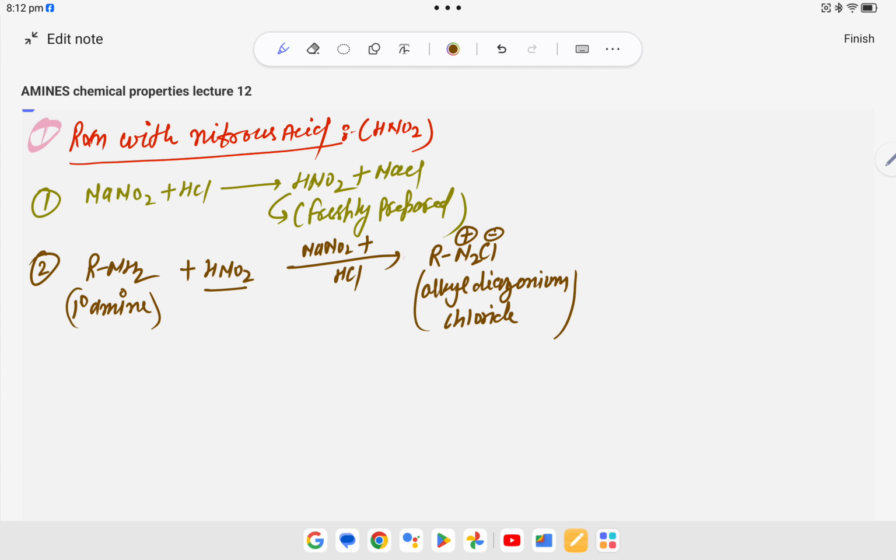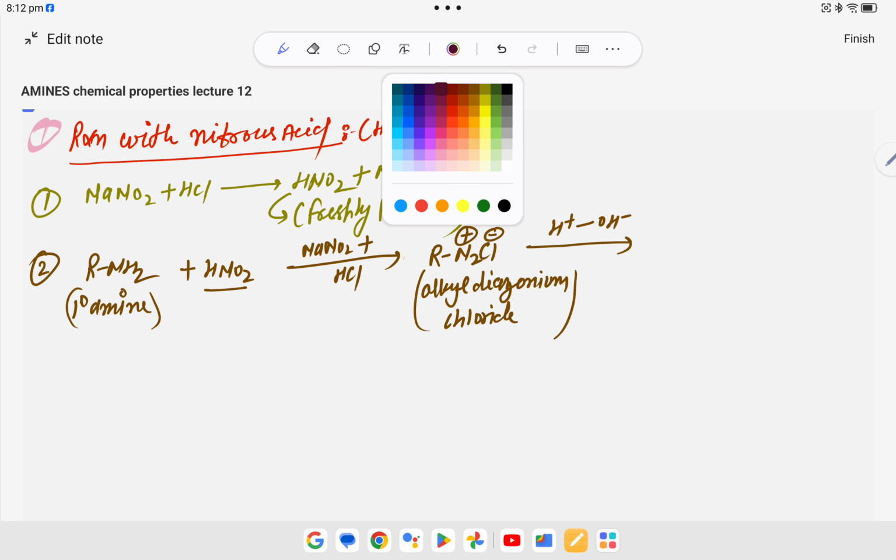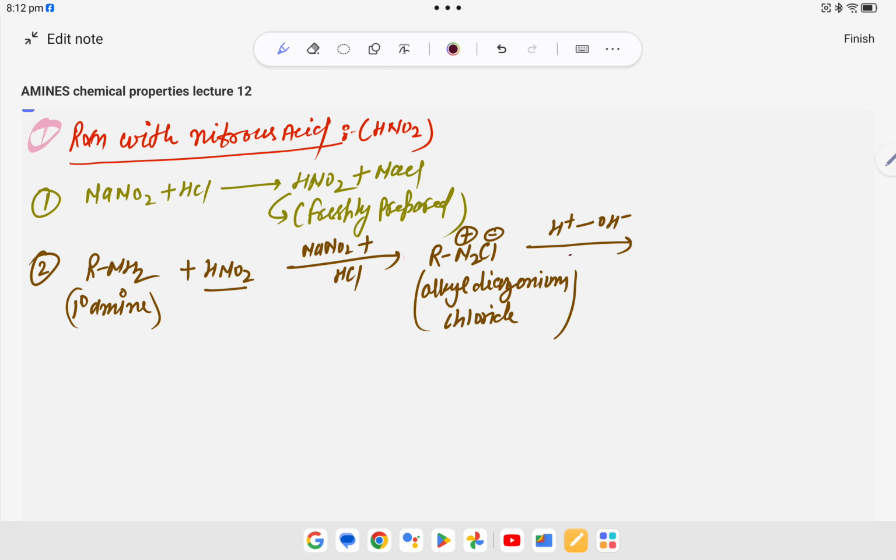Next topic, this diazonium salt only, we will discuss in a separate portion. So here it is one of the preparation methods of alkyl diazonium chloride. If you introduce water, H plus and OH minus, then N2 will be released, and H plus and Cl minus, HCl will be released, and finally it will form alcohol. Alcohol formation will be done.